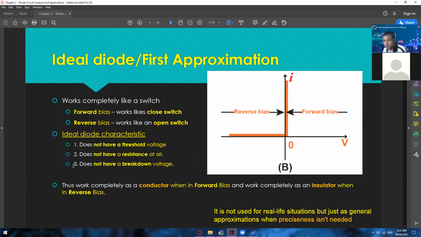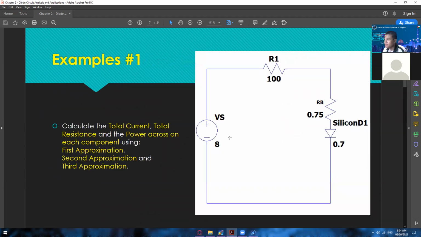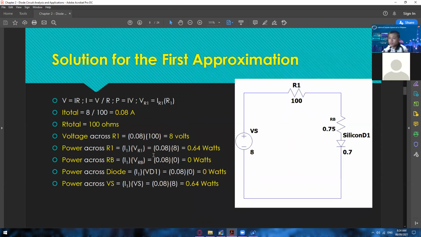For the third approximation, this one only works in reverse bias. But if you take a look at the first example, this one is completely working as a forward bias. So positive is connected to the positive, and negative is connected to the negative part of your diode. So here we have 0.08 for your total current, and for the R total, of course, it's just 100 ohms.